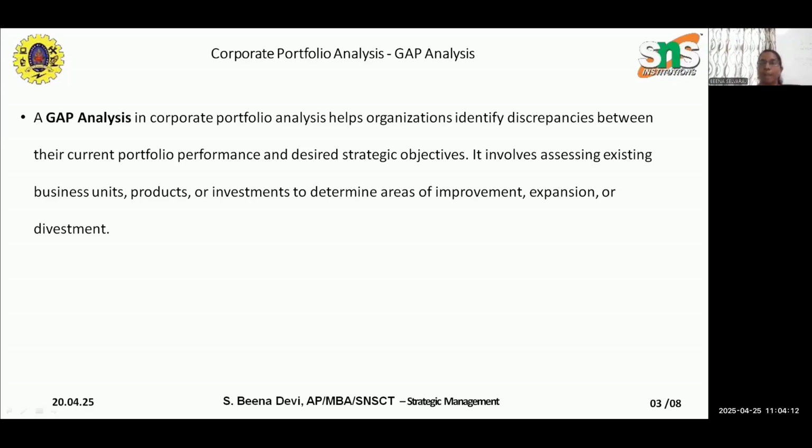Generally, a gap analysis is a strategic tool which is used to compare the organization's current state with its desired future state. An organization will have a current state and a desired future state, where the goal is to identify the gap between where the organization is now and where the organization wants to be, so that steps can be taken to bridge the gap. So this is all about the gap analysis definition.